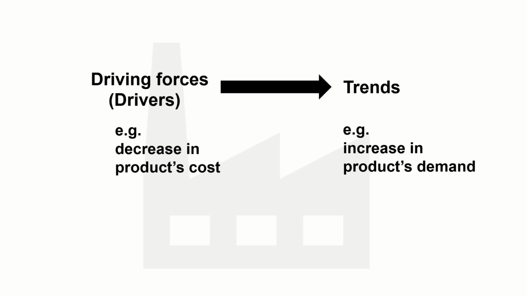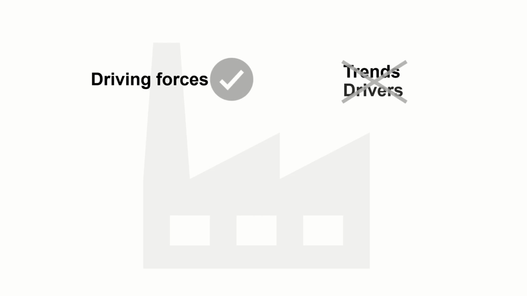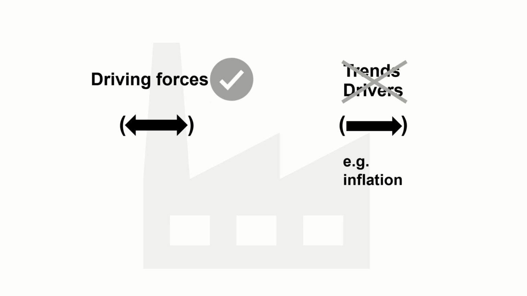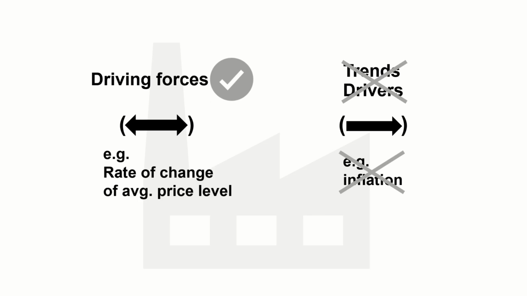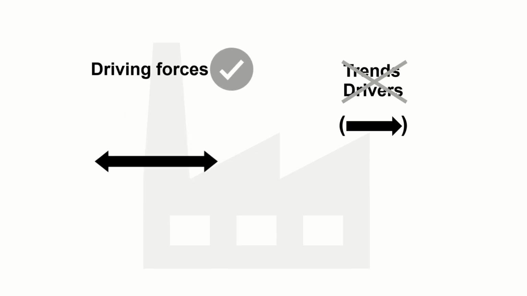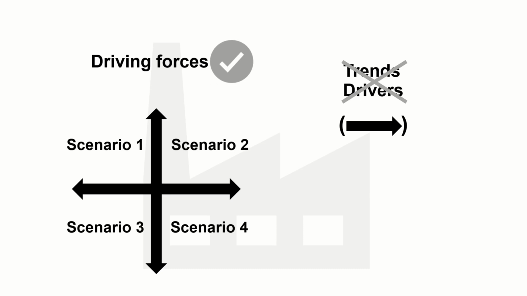Some, especially those of the intuitive logic school of thought, argue that we should use the term driving forces rather than trends and drivers, because trends and drivers involve a direction which can actually change. For instance, we should not look at inflation and say it's a trend, because deflation is also possible. Rather, we should look at the underlying driving force, which is the rate of change of the average price level of goods. This last point of view aligns very well with the 2x2 scenario planning method, which uses the term driving force and then leaves the direction of driving forces unspecified until two possible opposite values are given during the creation of scenario narratives.